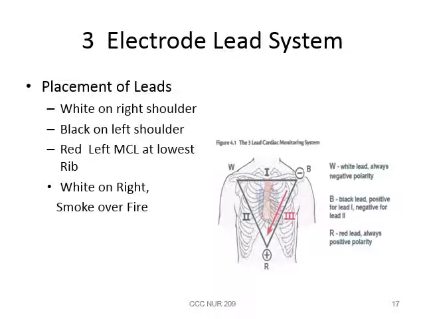Okay. So the 3-lead electrode system basically forms a triangle. You need to memorize these. Well, for the test, you need to memorize these. As you go out into work, most of the systems are going to tell you where to place the actual electrodes and leads. So typically, white is on the right shoulder, black is on the left shoulder, and red is on the left midclavicular line at the lowest rib. The acronym to remember: white on right, smoke over fire. So your black is going to be more over the red area as you look at it.